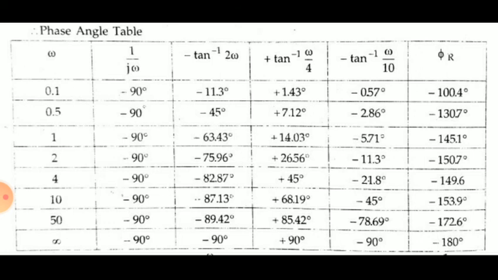Now the phi 1 will be 1 upon j omega. So that value, that we have already seen, is minus 90 degree. So for phi 1 it is 0. That is for the system gain, the value is 0 for k positive. Then the pole at origin, that is phi 2, is minus 90 degree. Then phi 3 is tan inverse omega upon 2.